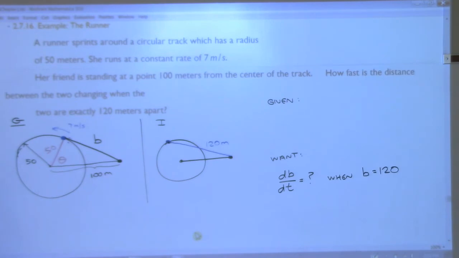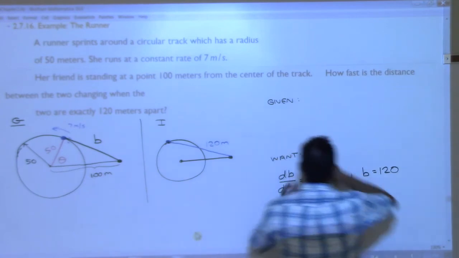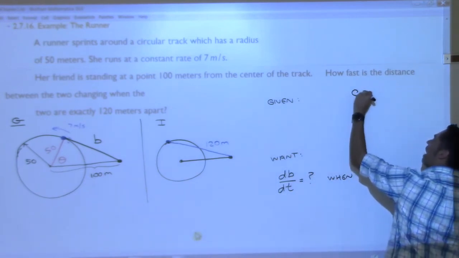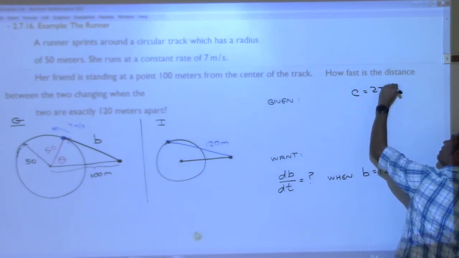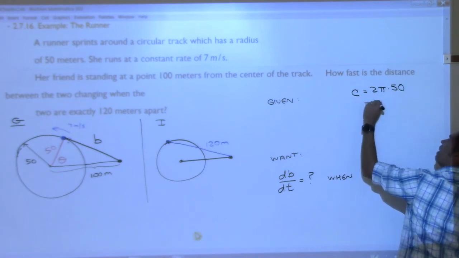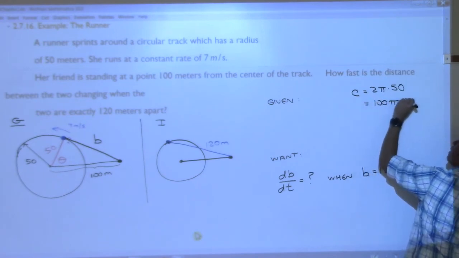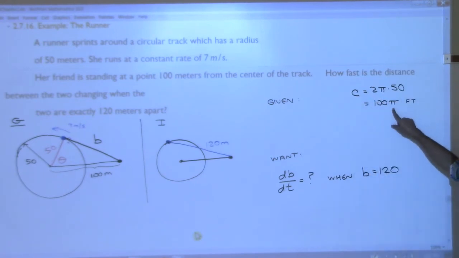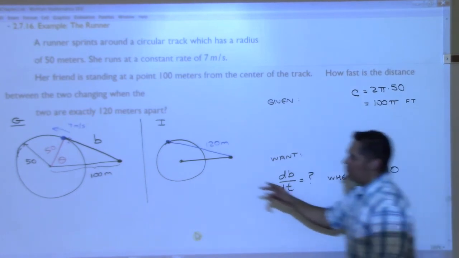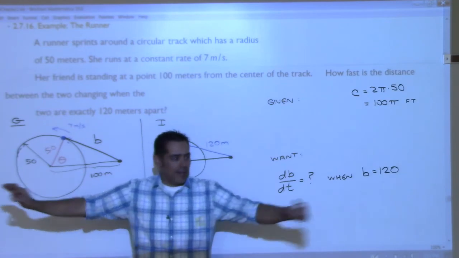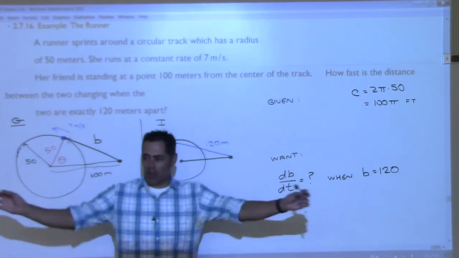Yes. How? 2 pi r. Okay, so you first are finding the circumference. The circumference of the track, we'll get back to the given in a second, is 2 pi times 50, which is 100 pi feet. Agreed? That is the circumference of the track. So it's like if you were to cut the track and lay it out in a straight line, it would be 100 pi feet long, right?